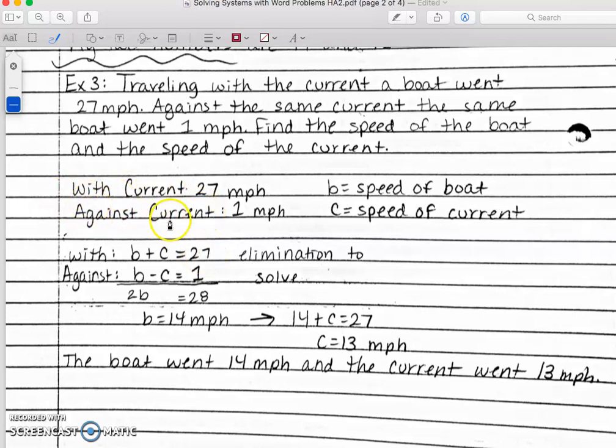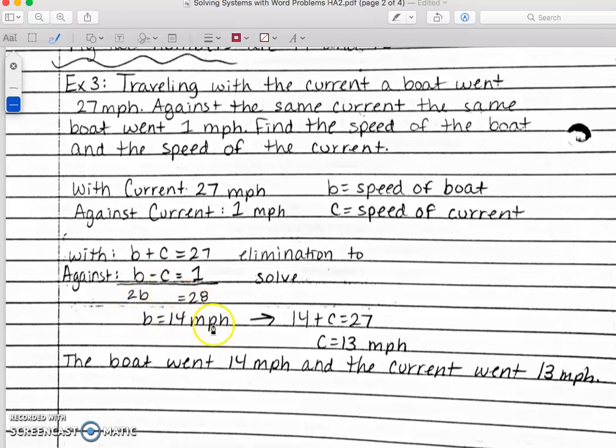Against that same current, the boat's going one way and the current's working against it. So it's going to be boat minus current equals 1. The way it's set up right now, elimination is easily the best way to solve this. So I add straight down, I get 2B is 28, which means B is 14 miles per hour. If you have units, you have to use them.